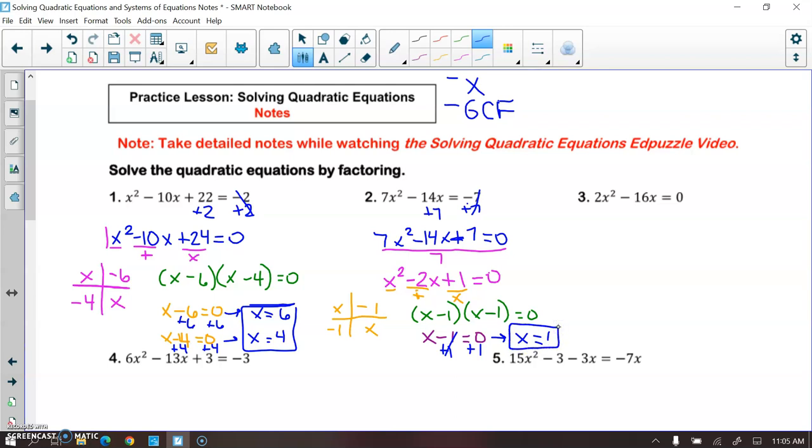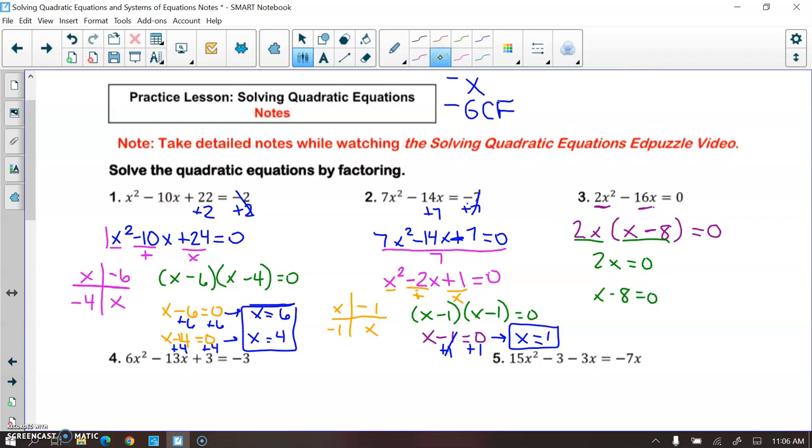All right, number 3, this one's different. This time you have two terms. So for this one, let's try using the GCF method. What that would mean is I need to take out my greatest common factor. Both my terms are divisible by a 2 and an x. And then when I take that 2x out, 2x squared divided by 2x is just an x, or a 1x, minus 16x divided by 2x is an 8. Now using the zero products property here, I can set this 2x equal to 0, and I can set this x minus 8 equal to 0.